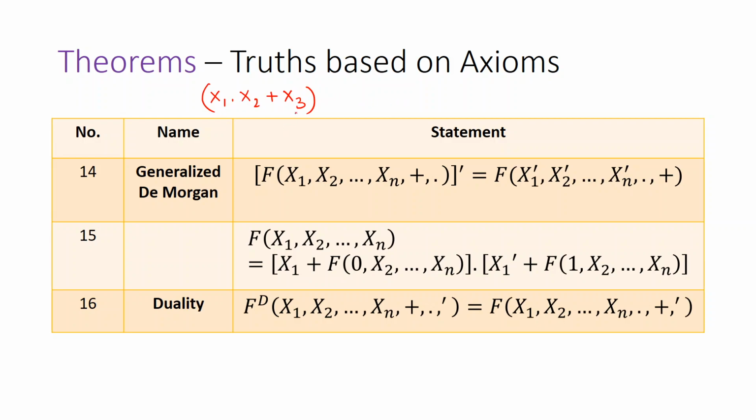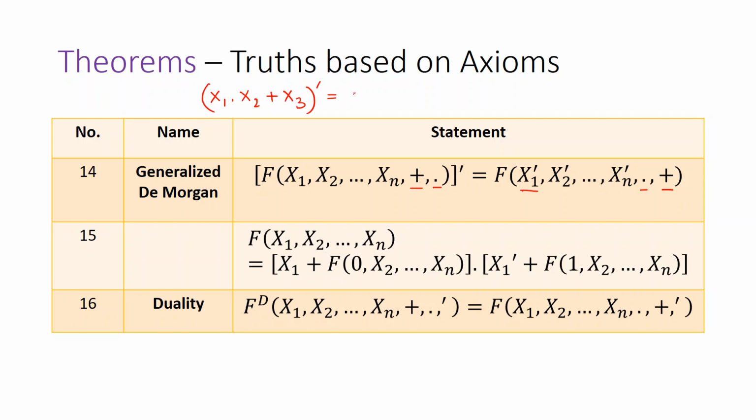So I am taking as an example only these two terms, and now I do a complement. Then what will happen? My variables will be complemented. You see, you read it, the variables are getting complemented, AND is getting replaced by OR, and OR is getting replaced by AND. That is what happens.